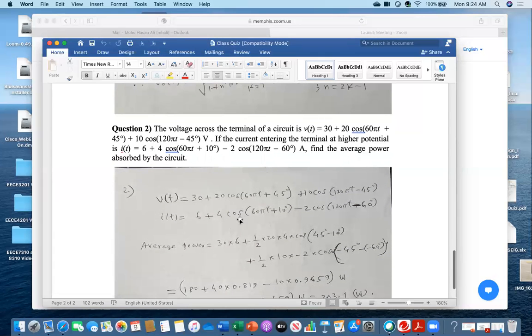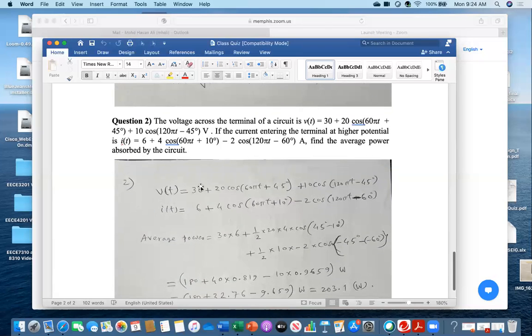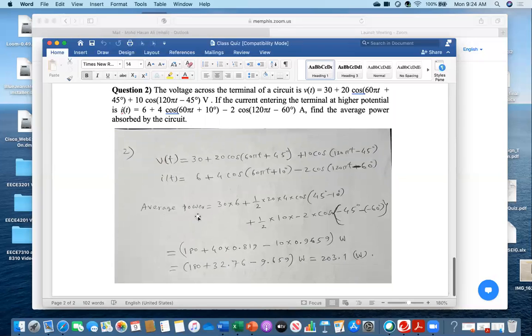So everybody see, I am just writing the two values side by side. Voltage expression here, and at the bottom I am writing It, so that I can compare component by component. Then for average power, this is a DC quantity, this is a DC quantity. So in case of average, VDC multiplied by IDC is the power. And then you have to compare: 60πt, 60πt, meaning they have the same frequency. Here 120πt, 120, they have the same frequency.